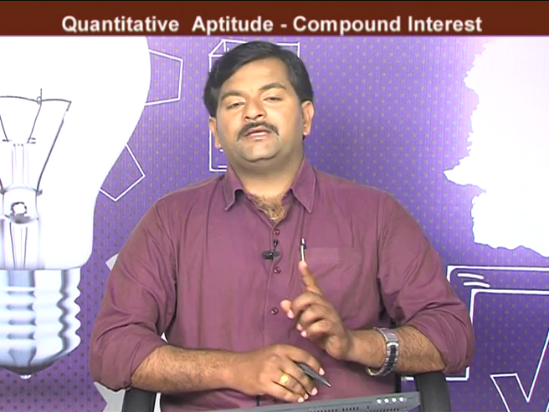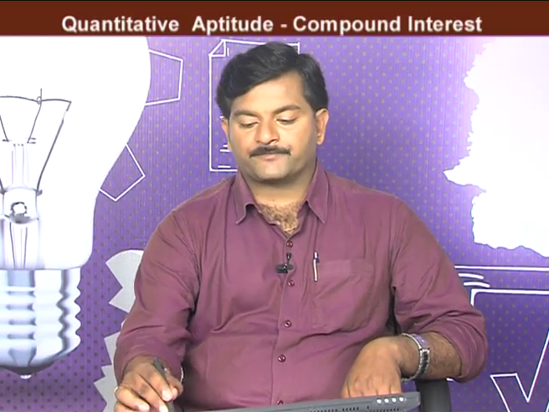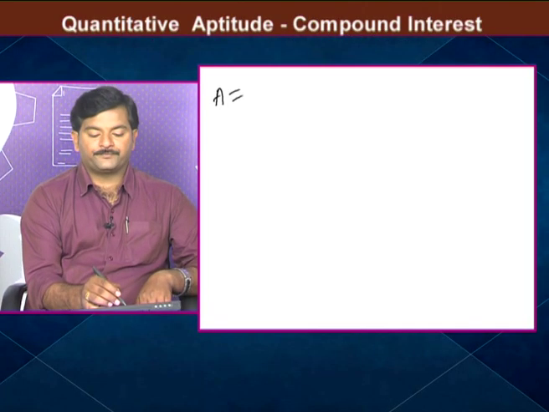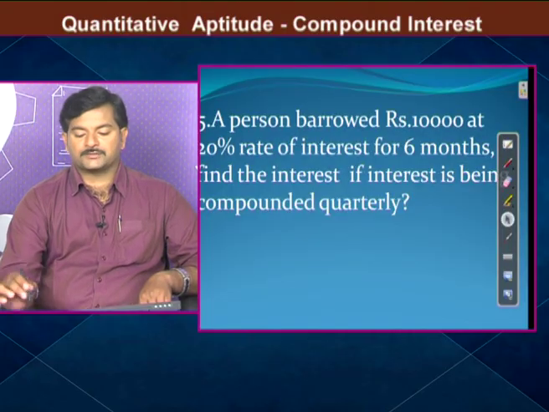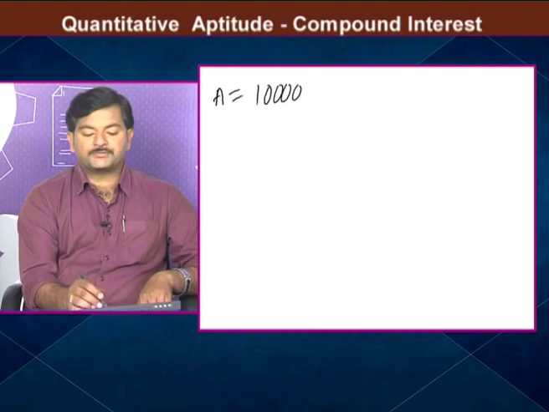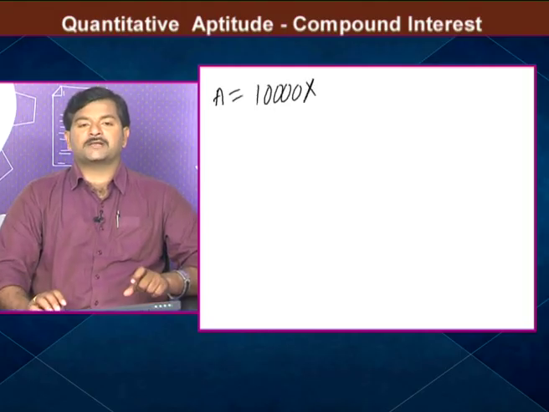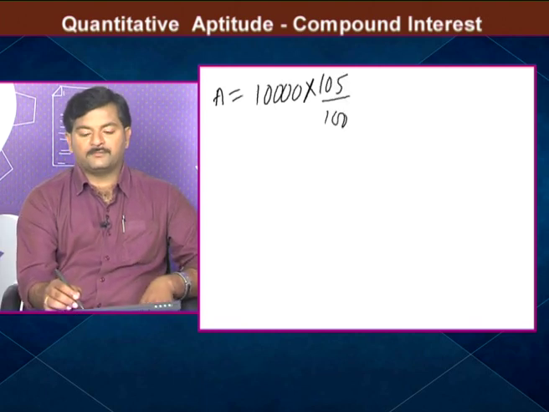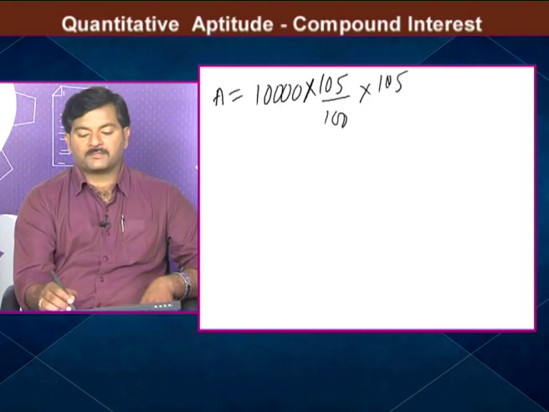And secondly, since interest is being compounded quarterly, the rate of interest also should be for quarterly. Yearly rate of interest is 20%. Just now we have seen in the previous question, what about the quarterly rate of interest? 5%. How many times does he have to pay? 2 times he has to pay. Okay. First of all, we have to find out the amount. Amount A equals P, value 10,000. For how many months? 6 months. How many times does he have to pay the interest? 2 times, because interest is being compounded quarterly. First quarterly, second quarterly: 105 by 100 into 105 by 100.